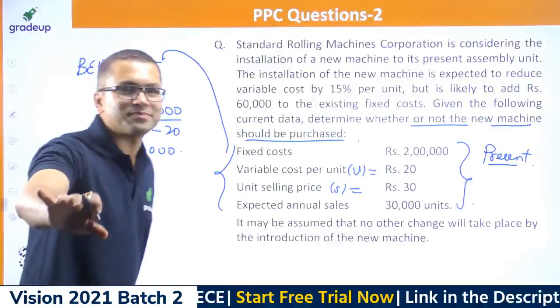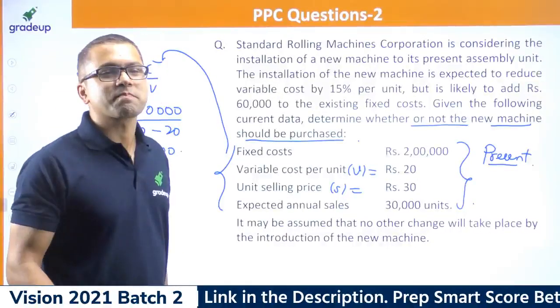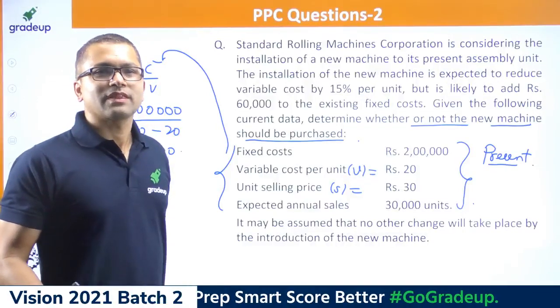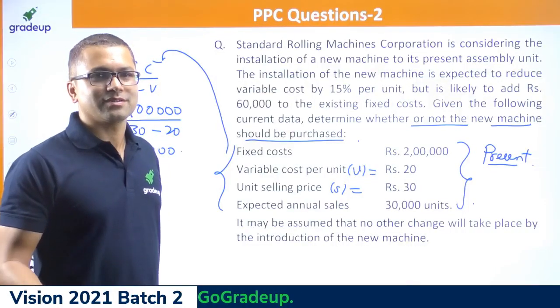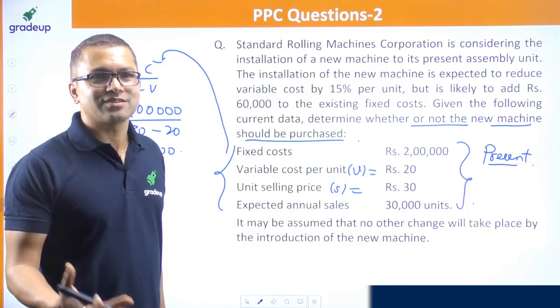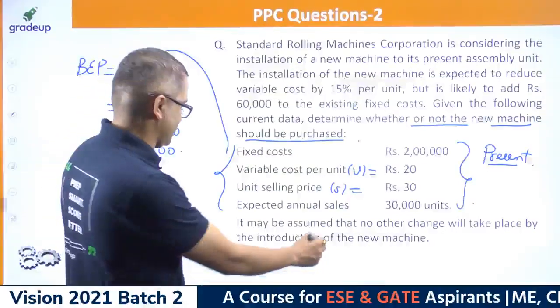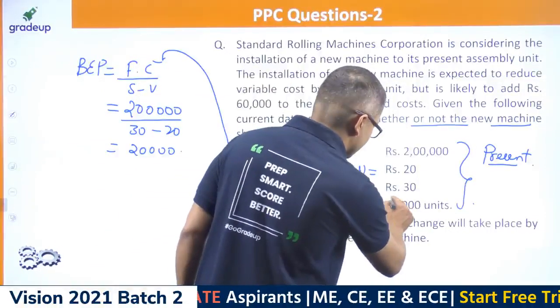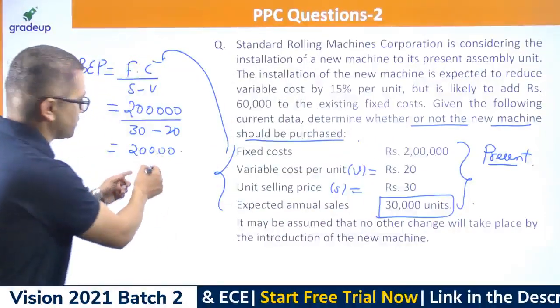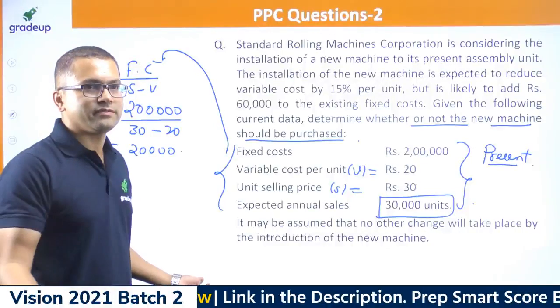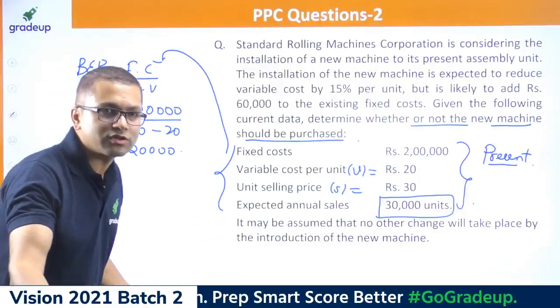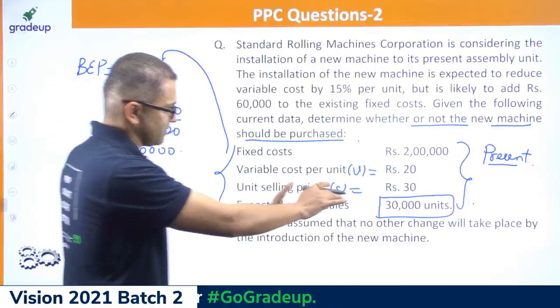So is it going to make profit? Yes or no? Yeah, Sunil says yes. Good. Yes, it's going to make profit because expected annual sales is 30,000, which is greater than 20,000, right? So obviously we are going to sell more than the break-even point, so obviously we are going to make a profit.